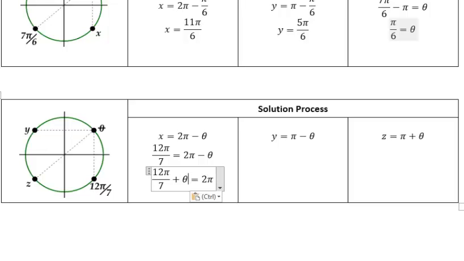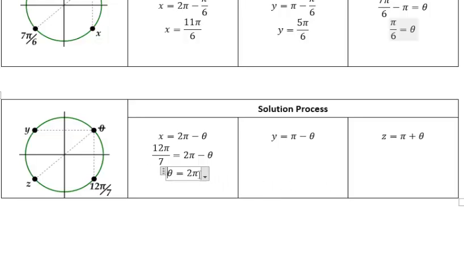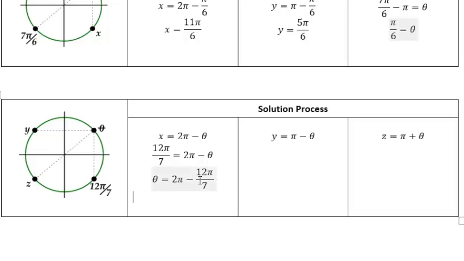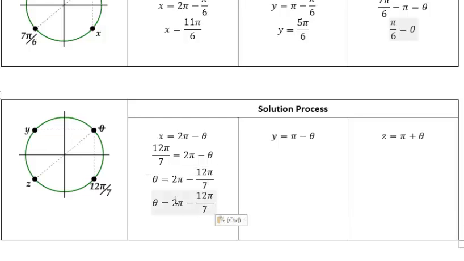I move these terms and theta is on the left side now and it's positive, and this 12 pi over 7 is also positive. If I move it to the right side, it will turn negative, and that gives me the process for finding theta. To find theta, I just need to subtract 2 pi minus 12 pi over 7. If I subtract those two numbers, what will give me as an answer? The answer will be 2 pi over 7.